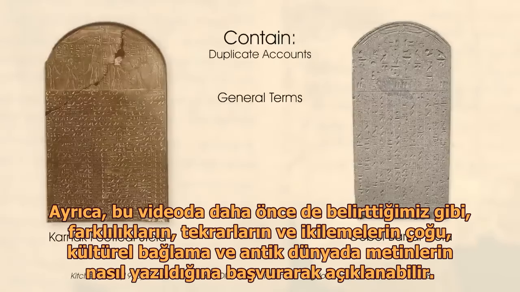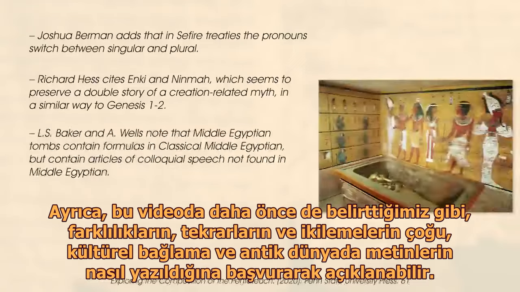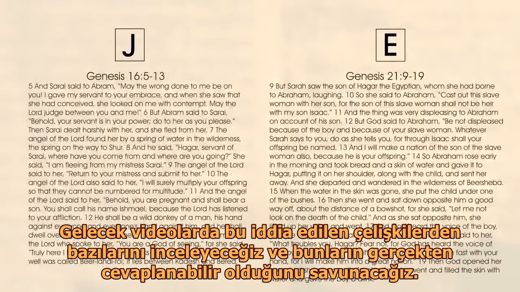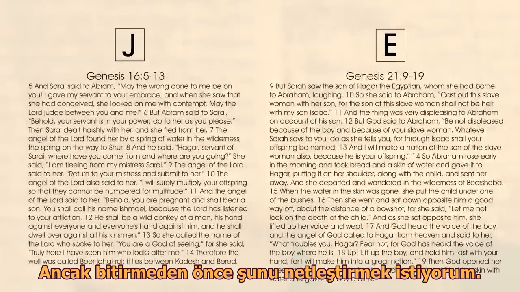Additionally, as we noted earlier in this video, many of the differences, repetitions, and doublets can be explained by appealing to the cultural context and how texts were written in the ancient world. In future videos, we will look at some of these alleged contradictions and argue they are really answerable. But before concluding, I want to be clear.